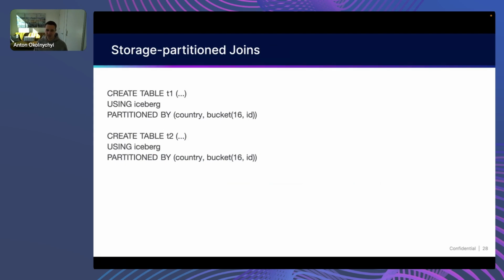I'm also excited to announce a few features that are coming in 1.2 that is about to be released. In particular, we added support for storage partition joins. So if you have two tables that are partitioned in a compatible way, and you need to join those tables, you can now do so without any shuffles. And that also applies to your aggregations, and it actually works for delete, update, and merge. So this is the key to enable shuffle-less merge operations in Iceberg.